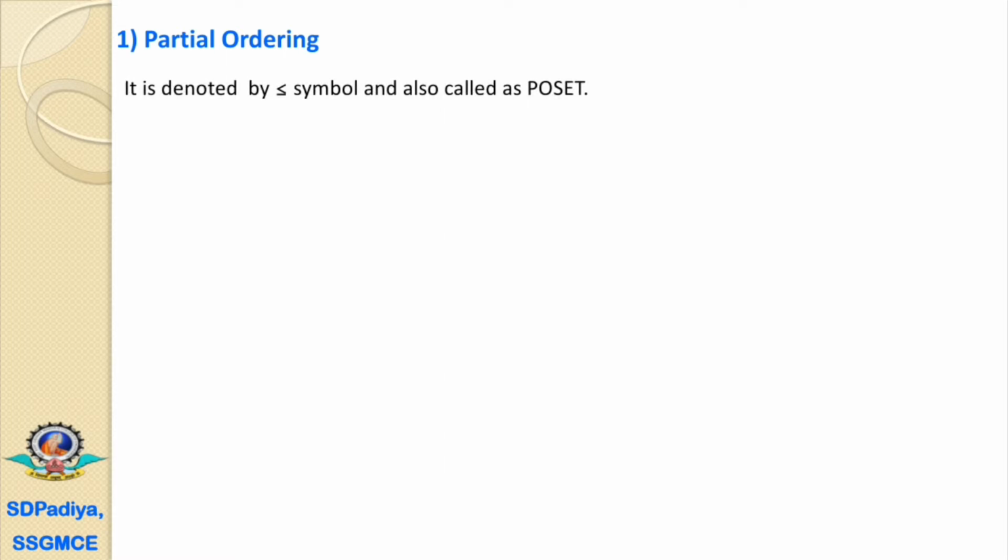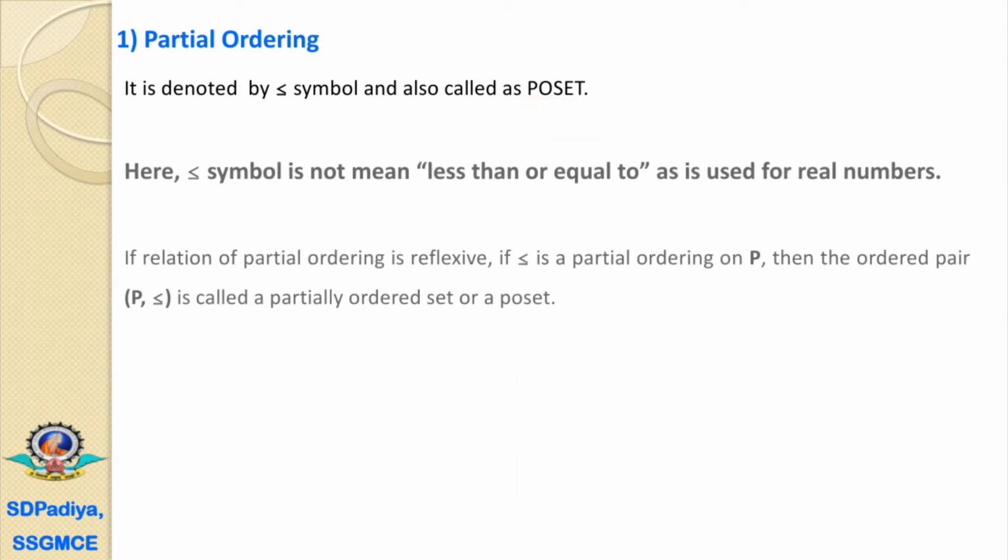Now, the partial order relation is denoted by this symbol, and the set is also called, in short, a POSET, that is, partially ordered set. Here you might be confused that this symbol is for less than or equal to, but we have to clear that this symbol does not mean the less than or equal to used for real numbers. The same symbol is used to denote the partial order.